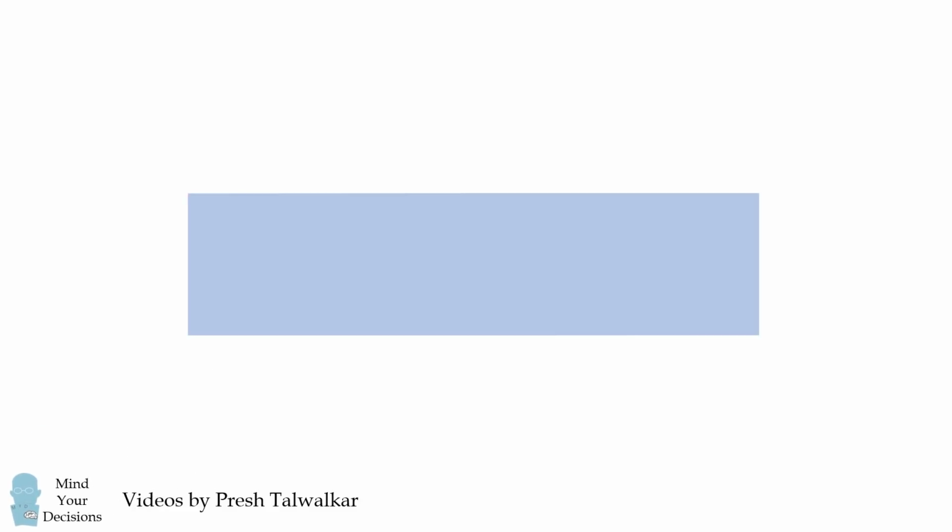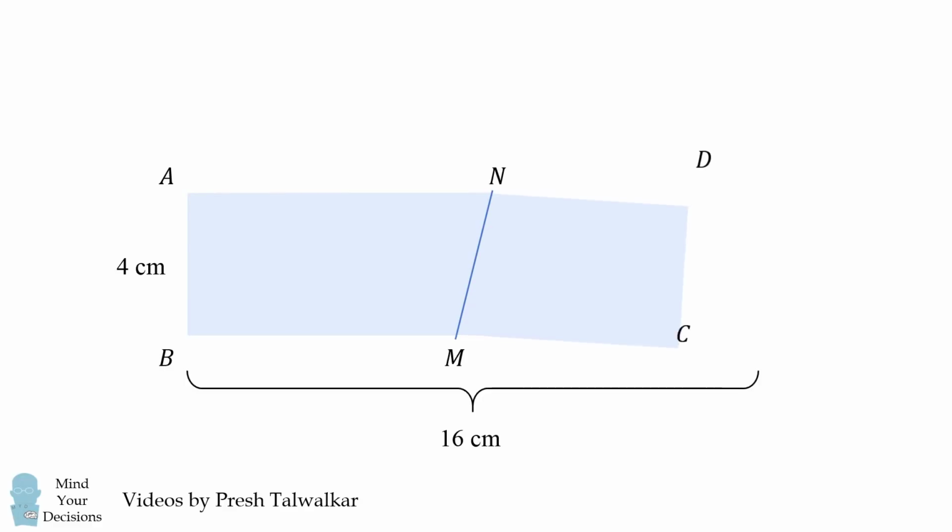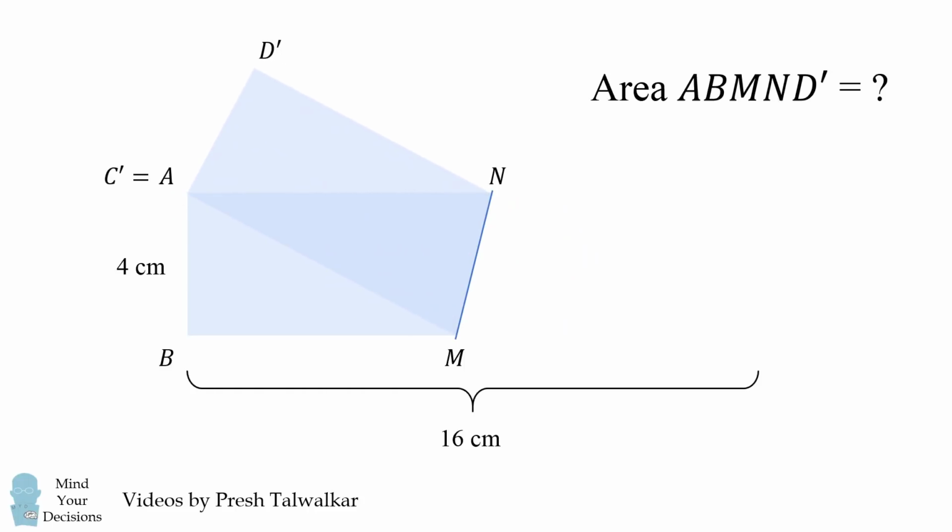Here's a really fun geometry problem. Start with rectangle ABCD that measures 4 centimeters by 16 centimeters. We're going to fold this rectangle over line MN such that point C goes to point A. The question is, what is the area of the resulting pentagon ABMND prime? I thank Himanshu from India for suggesting this problem.